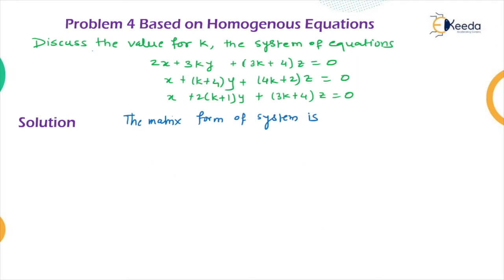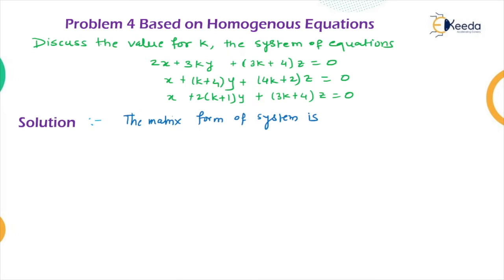Here you are given a problem. Discuss the values of k for the system of equations: 2x plus 3ky plus (3k plus 4)z equal to 0. Second equation, x plus (k plus 4)y plus (4k plus 2)z equal to 0. And third equation, x plus 2(k plus 1)y plus (3k plus 4)z equal to 0. So now this is the given system of equations.